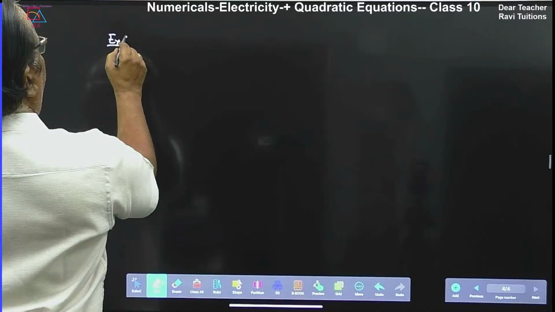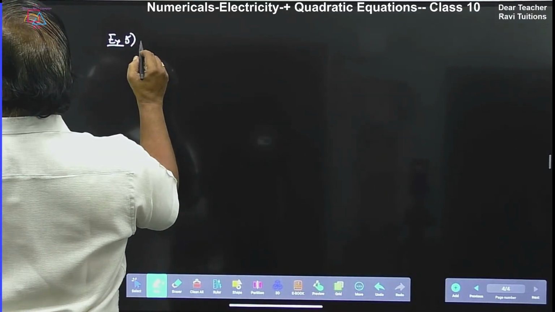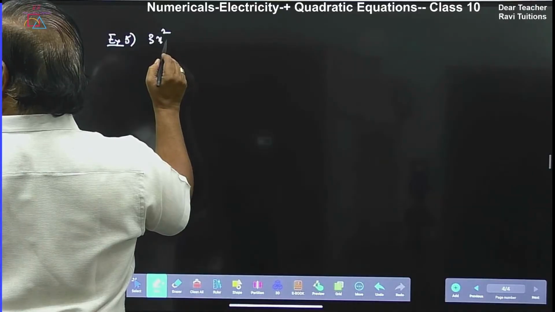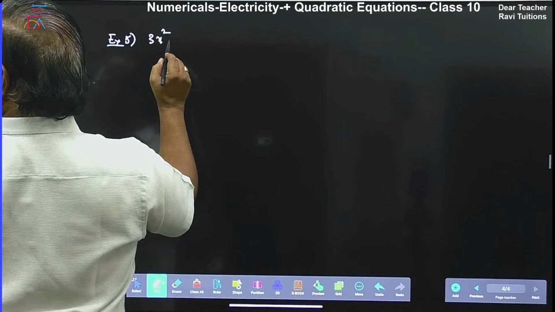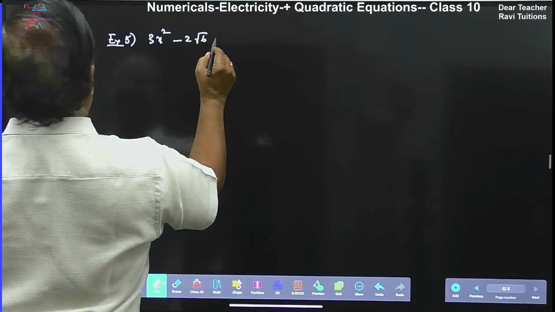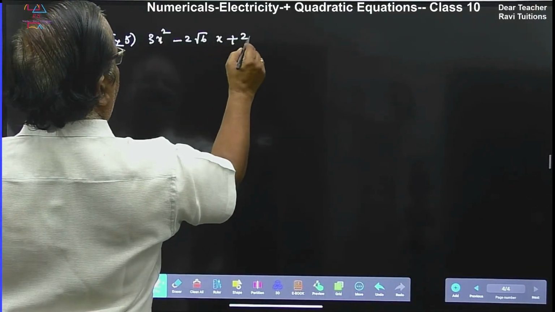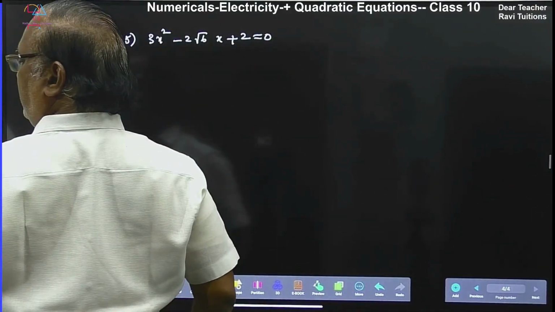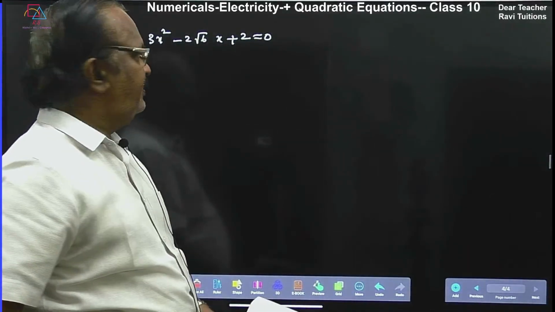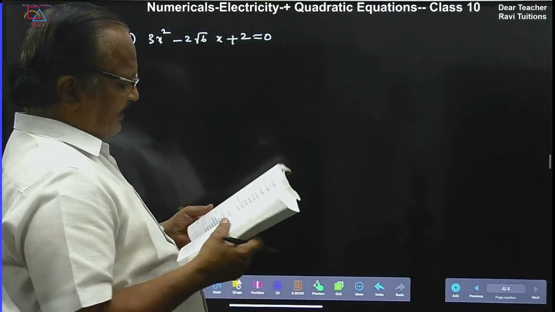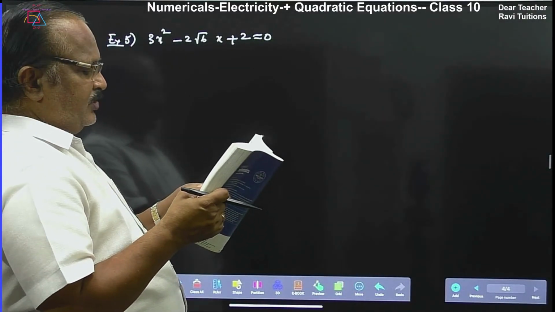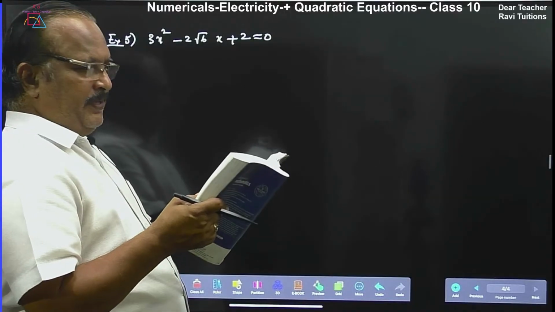Example 5. 3x square minus 2 root 6 x plus 2 is equal to 0. This is also an examination question, a previous year examination question. Let me check whether I have copied it properly. 3x square minus 2 root 6 x plus 2.